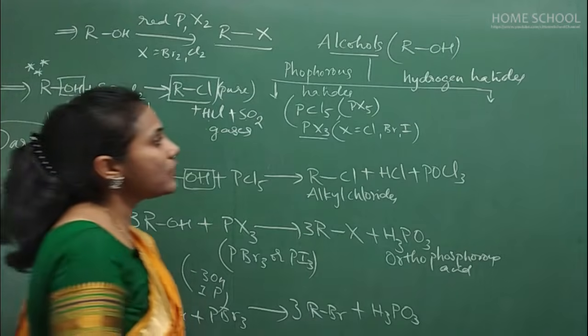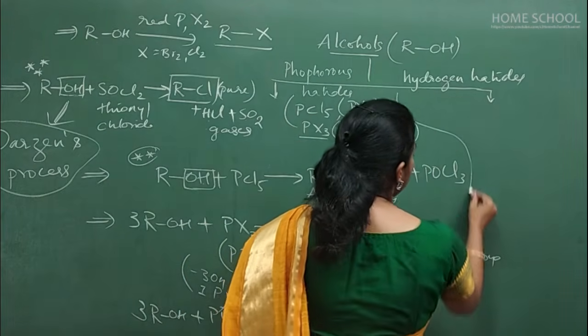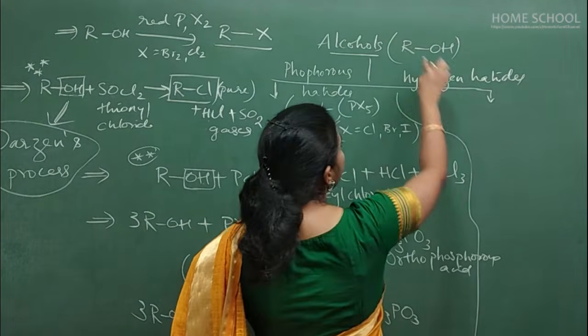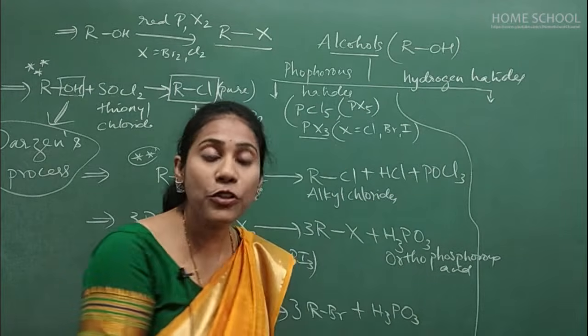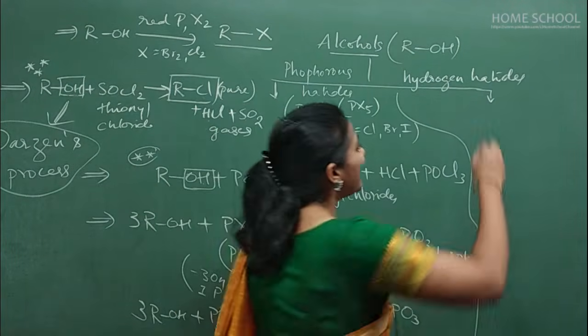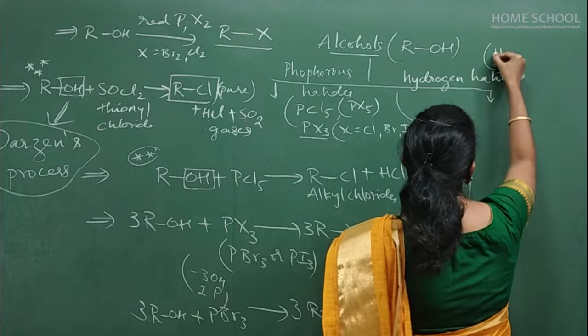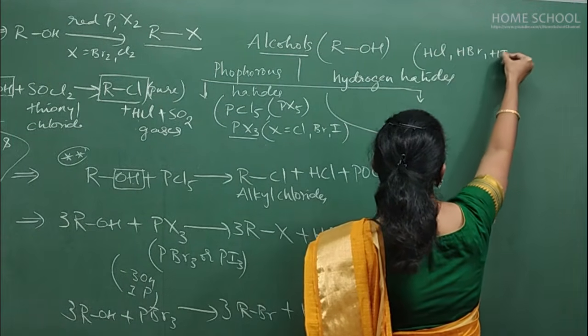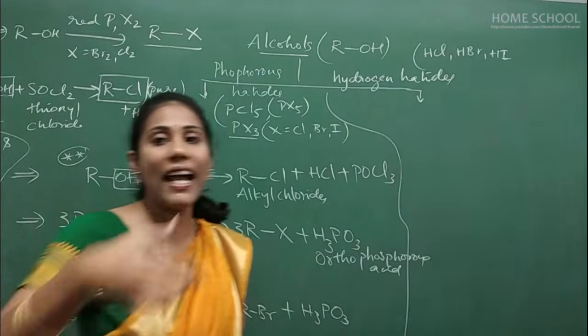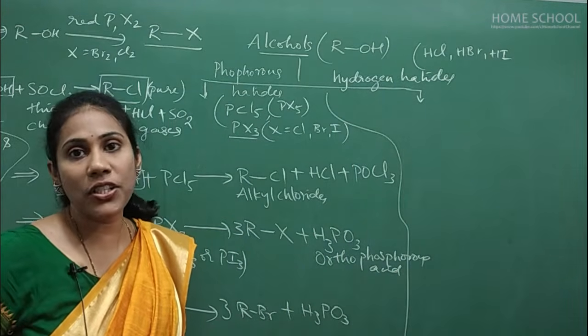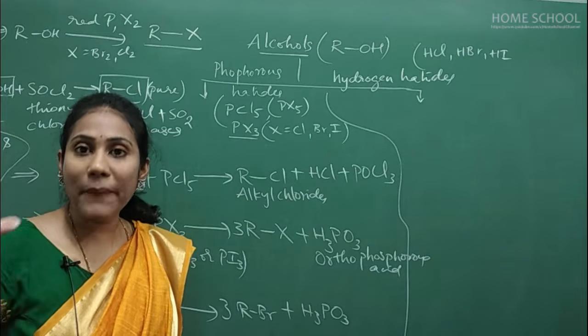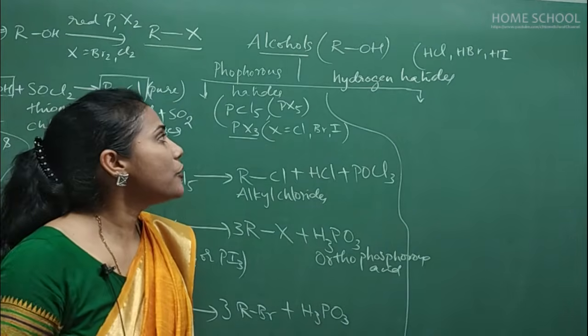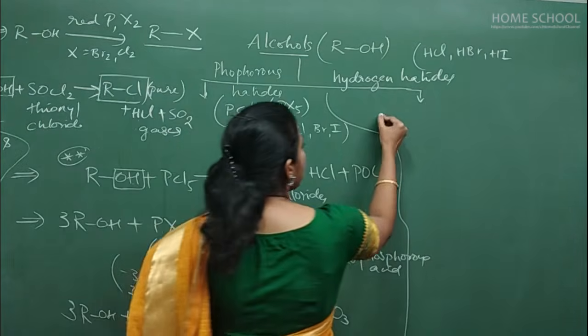Okay, now let us talk about this category. When alcohols are treated with hydrogen halides. What do you mean by hydrogen halides? It can be HCl, it can be HBr, or it can be HI. Hydrogen with halogen is called hydrogen halides. They are the best acids, isn't it? So let's understand what happens here.